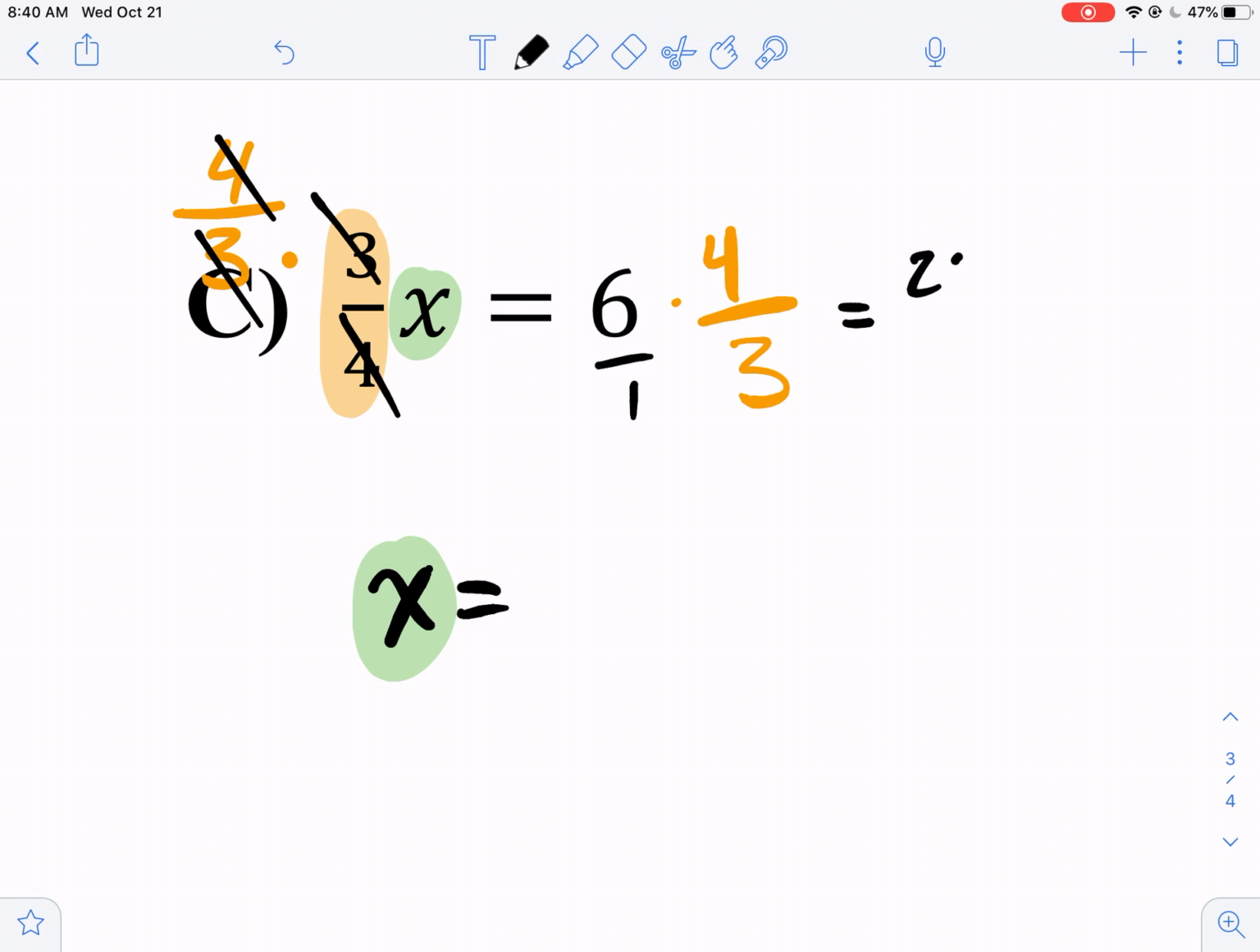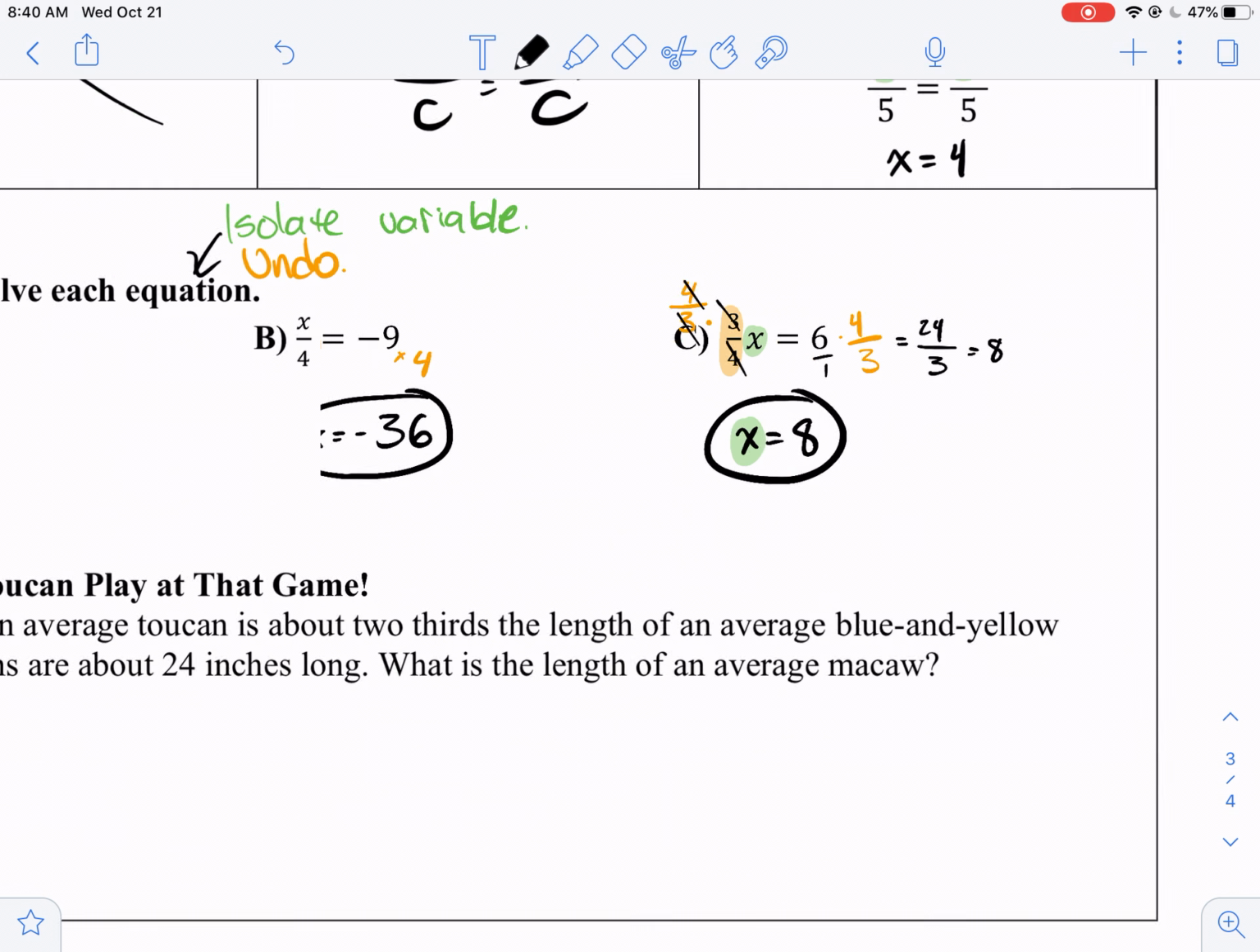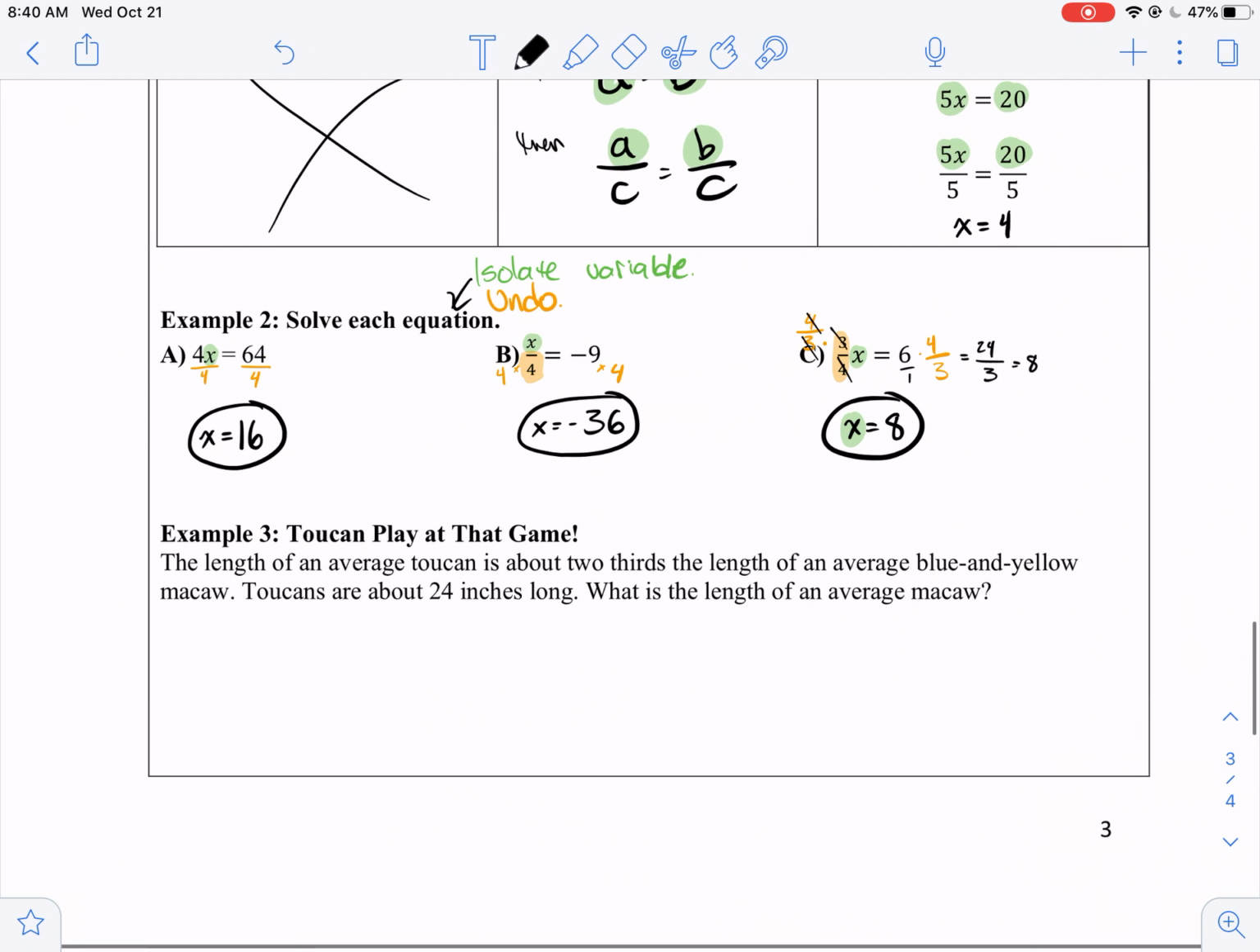6 times 4 is 24. 1 times 3 is 3. That gives us 8. Oh, hey, that's my favorite number. I didn't even do that on purpose. Nailed it. Okay. Now, that's great and all, but when are we going to use this in real life?